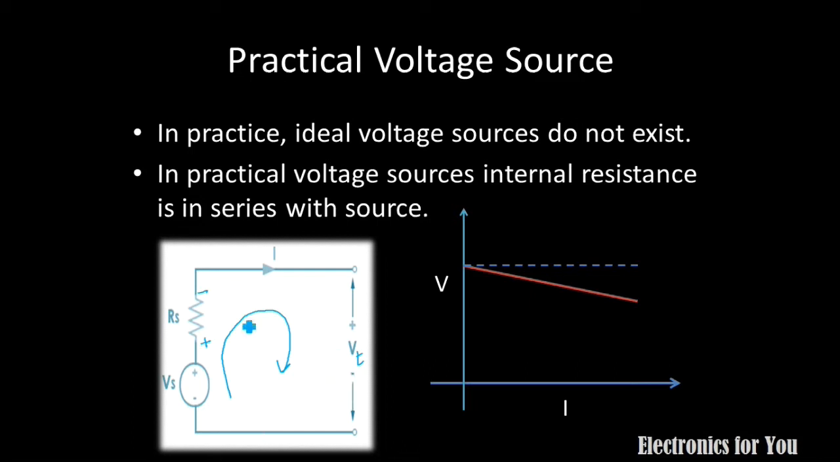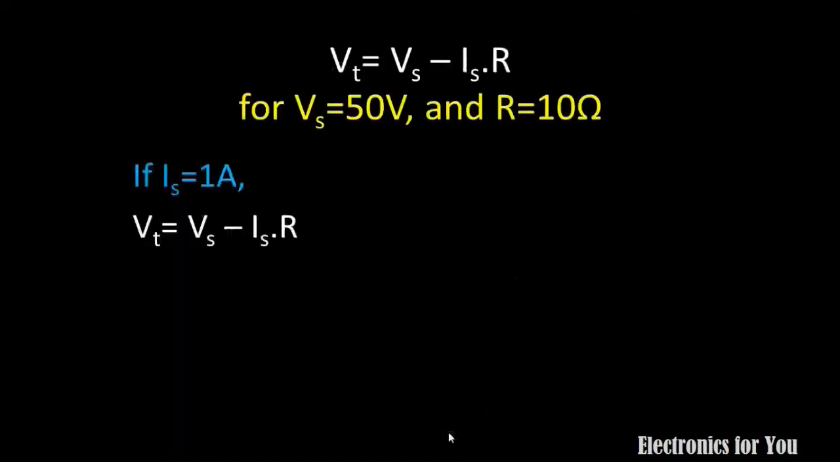let us move from this point. Here Vs minus Rs into the current flowing, let it be I or IT, then minus Vt equals 0. If we bring Vt to the other side, you will get Vs minus Is into R. This is the same formula that we got here.